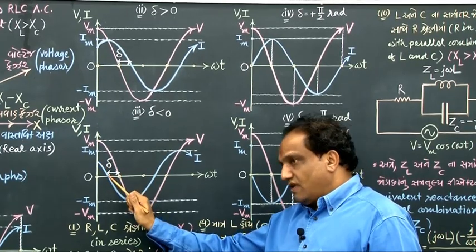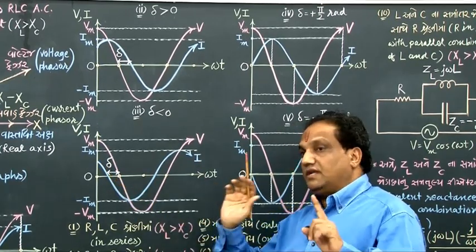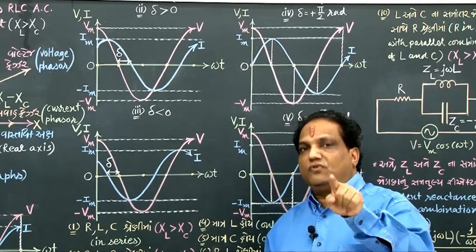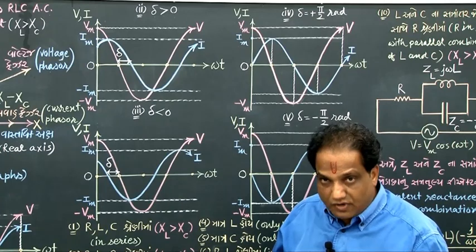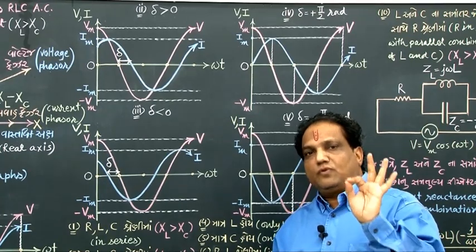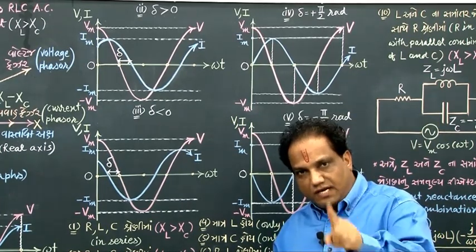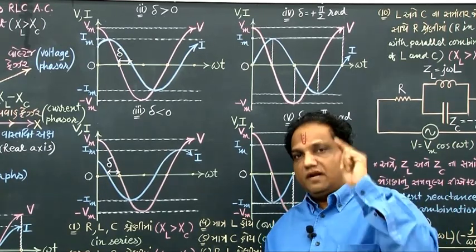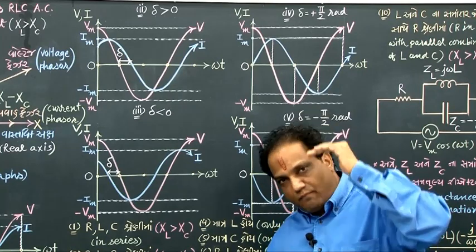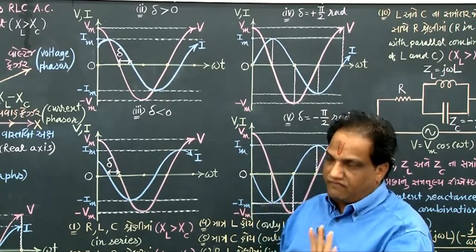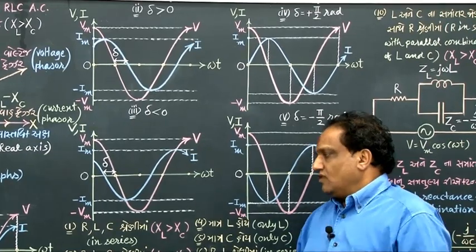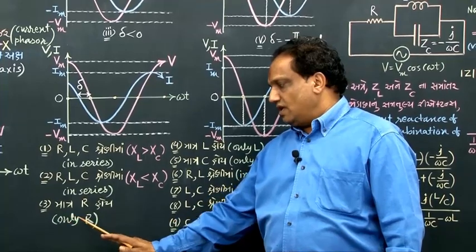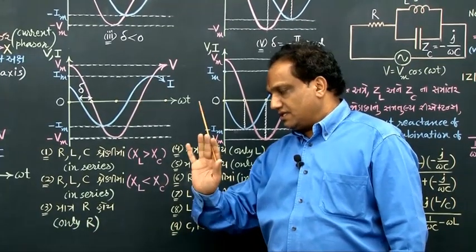Because current becomes 0 first, we say current is leading ahead in phase. When current is leading ahead, you can say voltage is lagging behind, okay? I just suggest you remember only one thing: delta positive, voltage is leading in phase. Delta negative, voltage is lagging behind in phase, okay? Fine. Now, we go for the third circuit, in which there is only a resistor in the AC circuit.